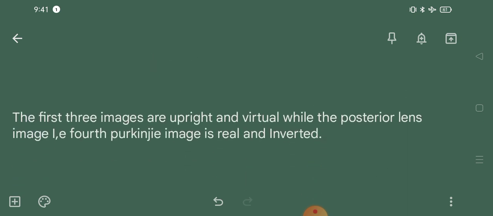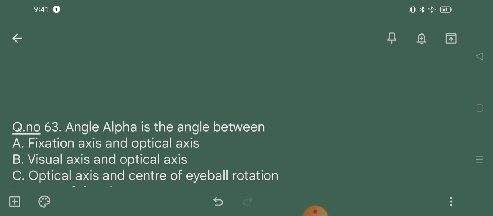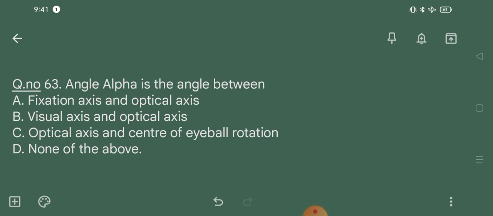The first three images are upright and virtual, while the posterior lens image, that is the fourth Purkinje's image, is real and inverted. Now question number 63.